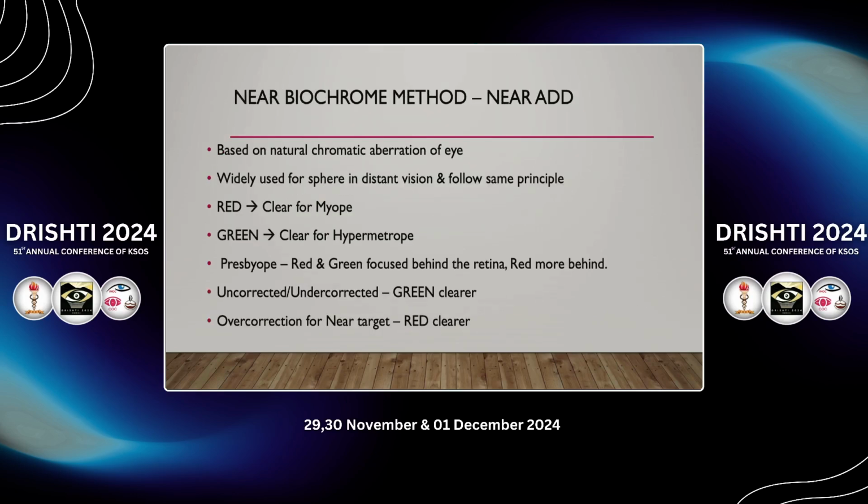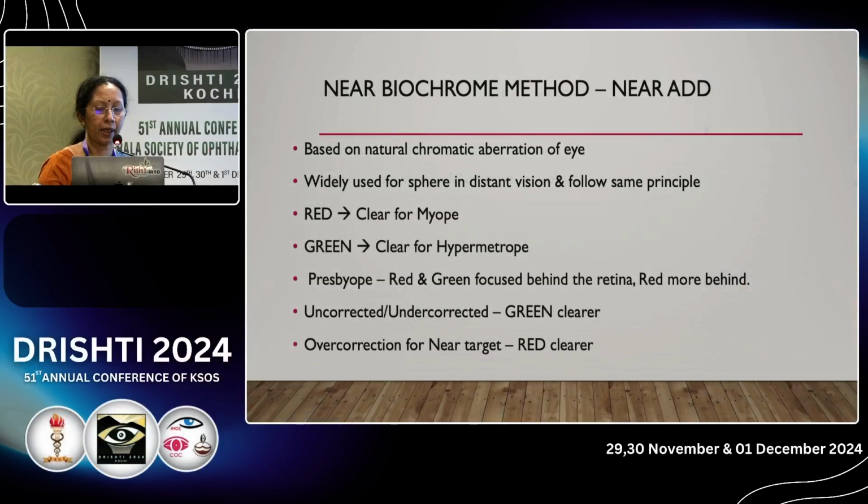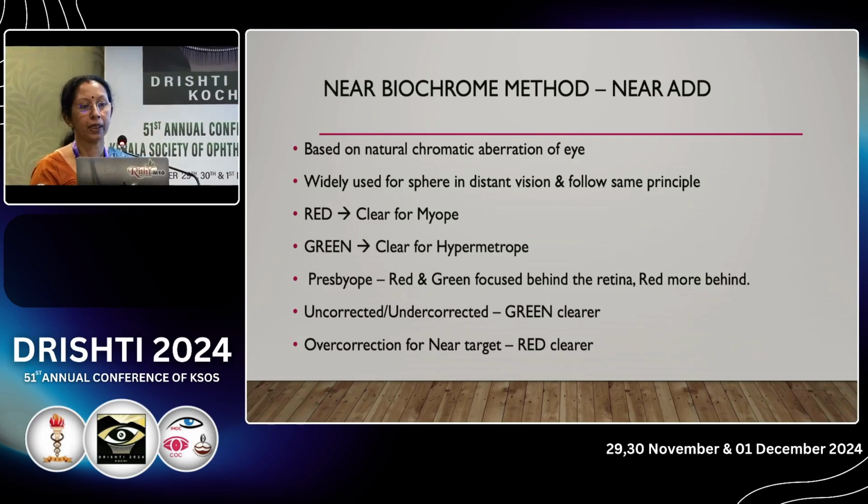Now, to find the near add by the near bichrome method, which uses the principle of chromatic aberration of the eye. It is widely used actually in spherical correction, which I have been told by Dr. Rani and Dr. Anita. The red is always clearer for a myope, green clearer for a hypermetrope, and for a presbyope who is undercorrected, red and green will be focused behind the retina and red will be more behind. So for an uncorrected or undercorrected presbyope, the green will be clearer, and if the near part is overcorrected, the red will be clearer.